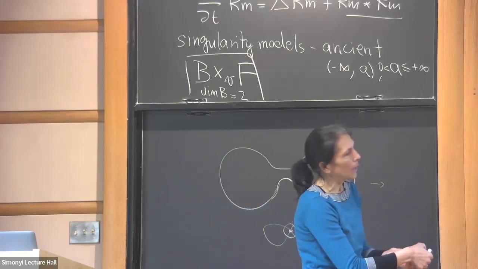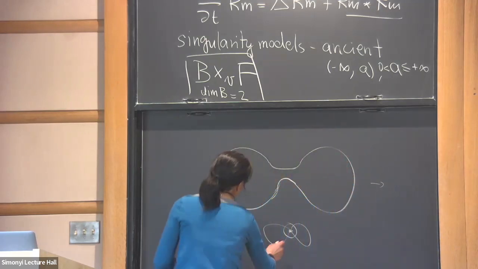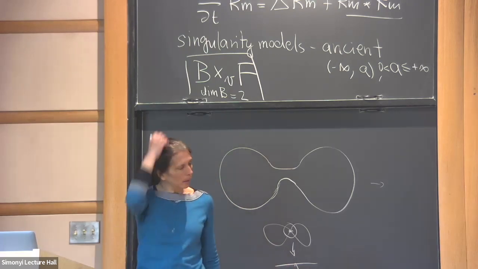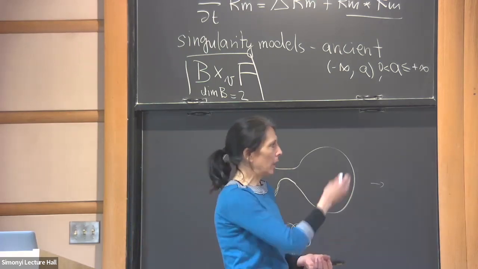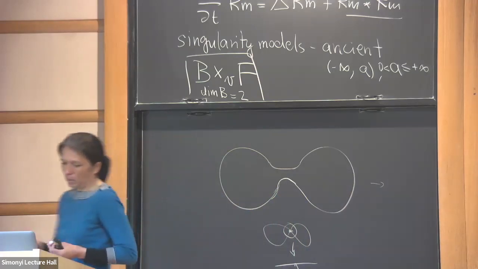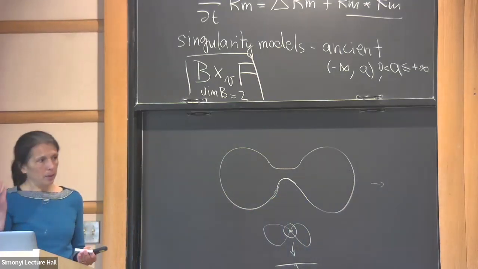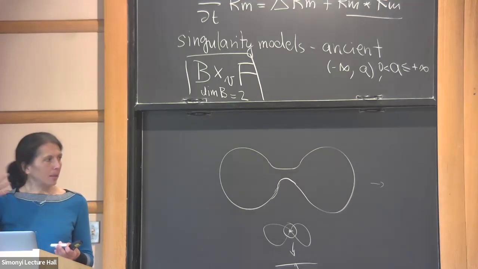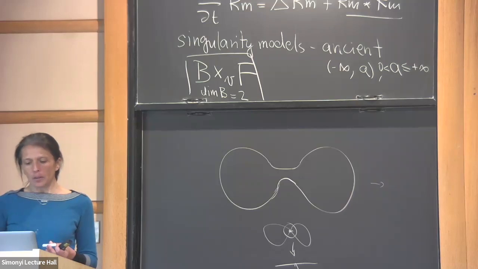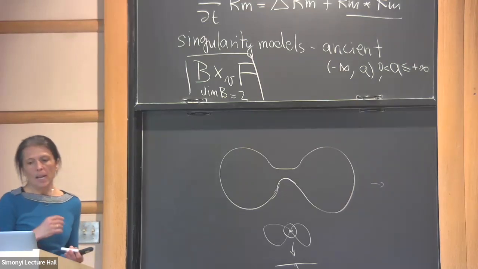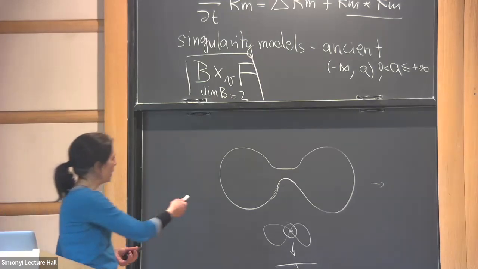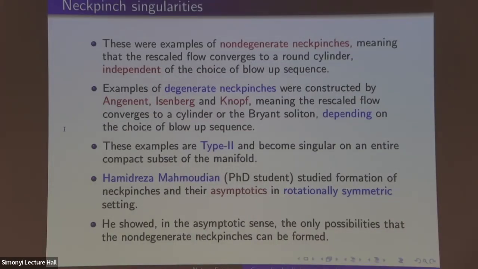This means that if you rescale this way and take the limit, what you will see is a round cylinder. And they derived, for an open set of initial data in the subset of rotationally symmetric metrics, even the precise asymptotic behavior of this neck pinch phenomenon. So these examples are called non-degenerate neck pinches.